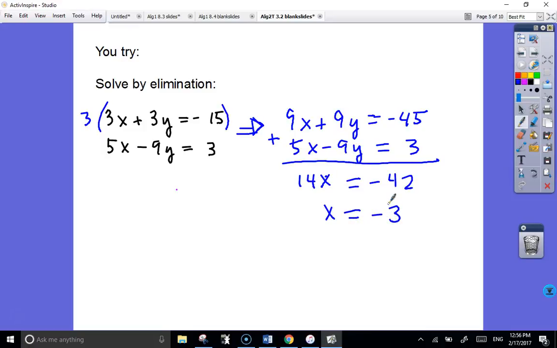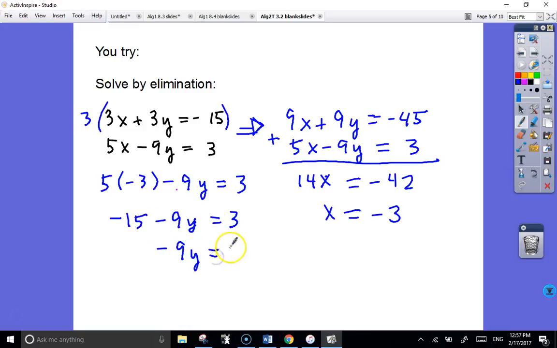Okay, then we've got to go back to one of these equations. How about go to the first one? 5 times negative 3 minus 9y equals 3. Negative 15 minus 9y equals 3. Add 15. Negative 9y equals 18. So y equals negative 2. So the point is negative 3, negative 2.